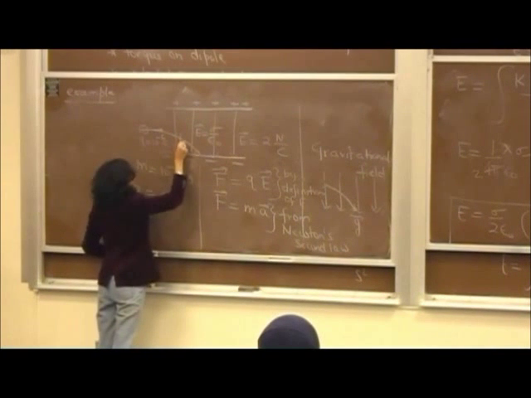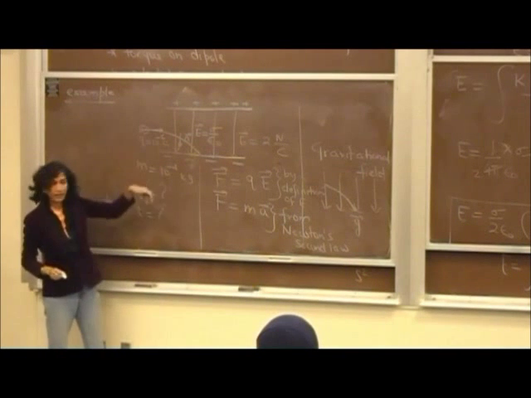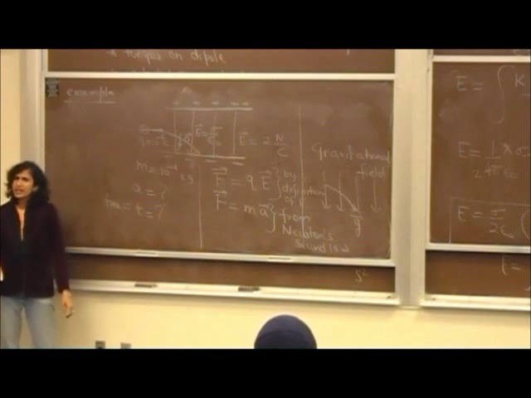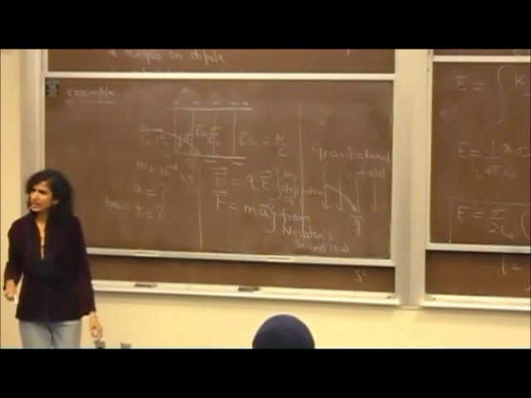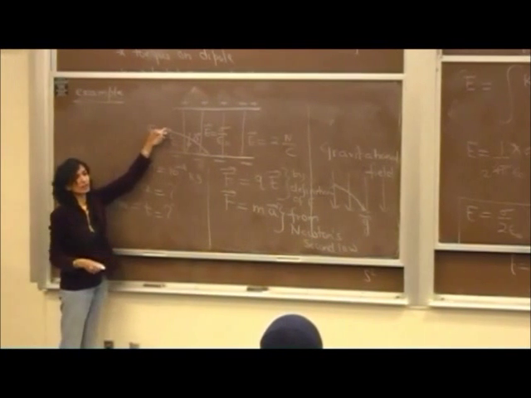So the direction of A is like this, right? Because that's the direction of electric field. We still need to find time. Can we use equations of kinematics that we had learned? Oh, we will need to find something. We need to be given one more thing.